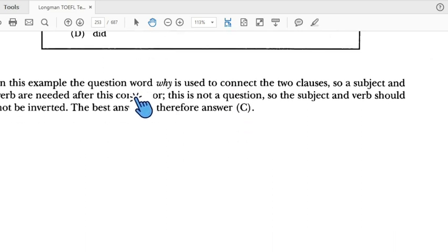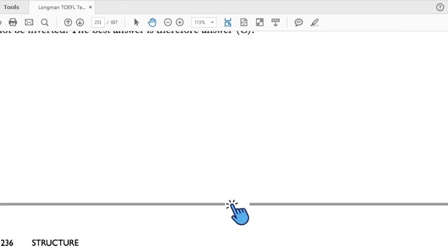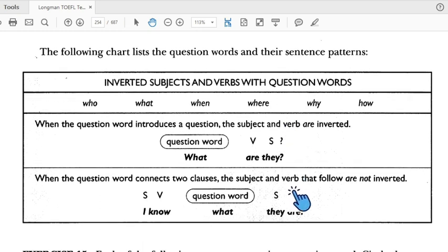In this example, the question word why is used to connect two clauses, so a subject and a verb are needed after this connector. This is not a question, so the subject and the verb should not be inverted. If it is not a question, we can't invert it. So the best answer is therefore answer C. Look at the example of this inversion.